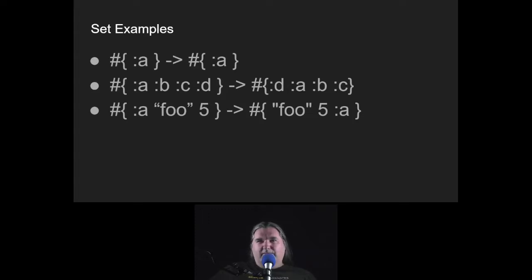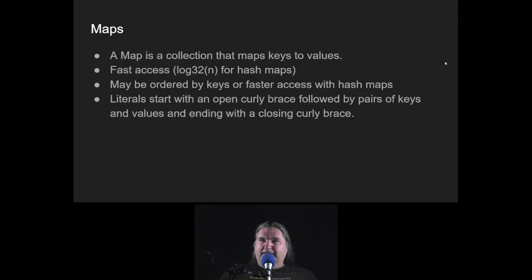And then finally, you can mix the items, the types, in the set. You generally wouldn't do this, but sometimes you might. Very, very rarely you would do it. So in this last one, you have the keyword A, the string foo, and the number 5, and they get mixed up in the order again because it's hash order. So that's sets. And then the final data structure I want to show are maps.